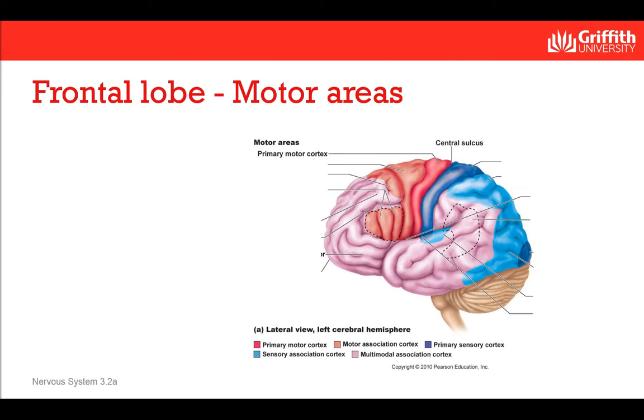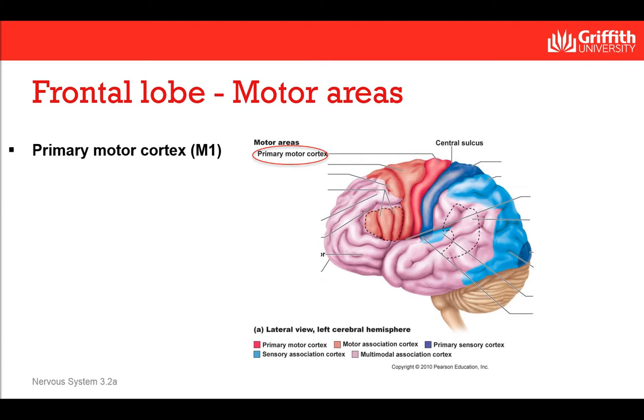Firstly, let's take a look at the frontal lobe. The posterior part of the frontal lobe contains the motor areas of the cortex, which control voluntary movement. These include the primary motor cortex, the premotor cortex, Broca's area, and the frontal eye field.